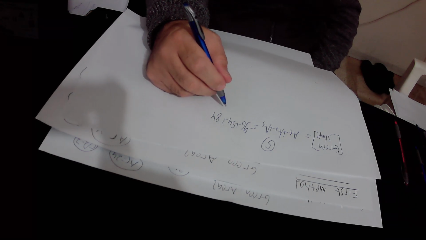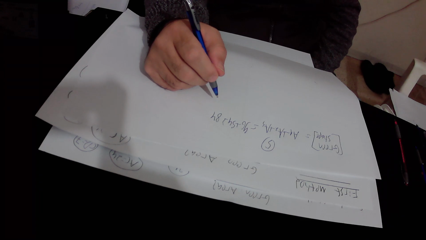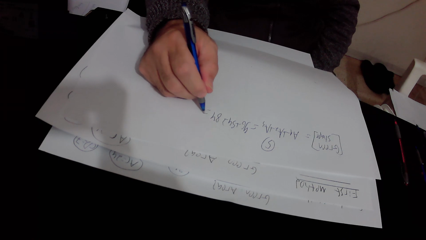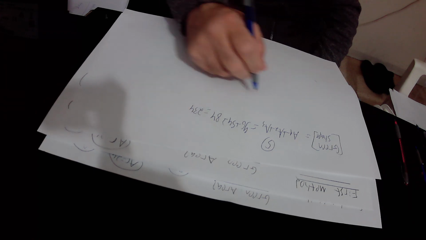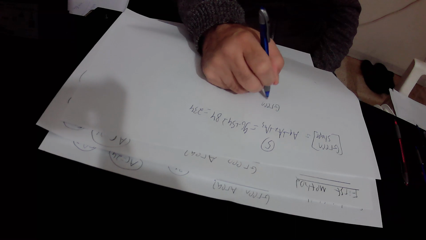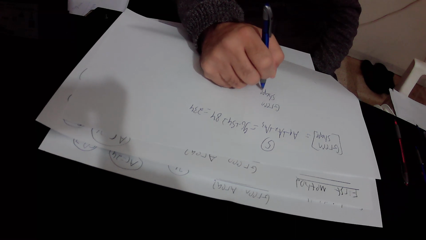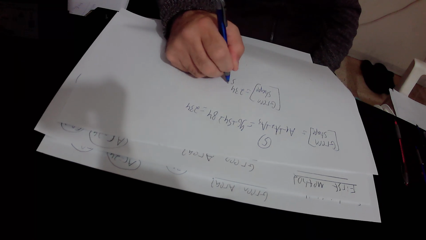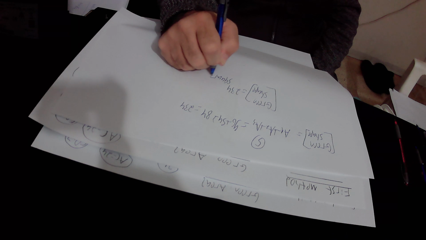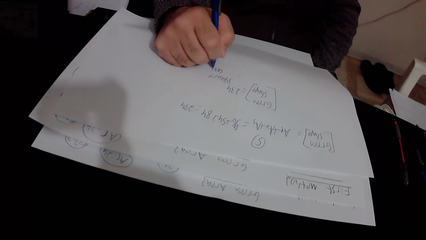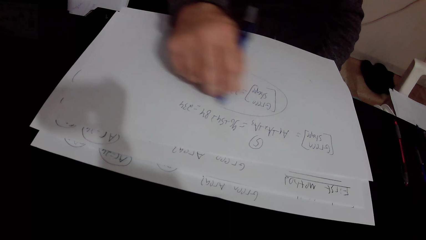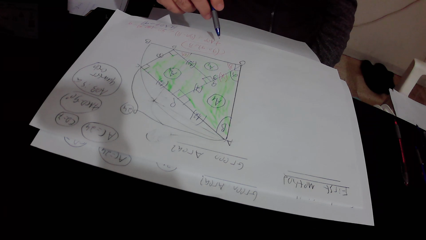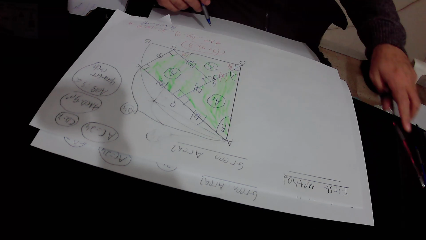96 plus 54 is 150, plus 84, 150 plus 84 is 234. So the area of the green shape in total equals 234 square units. Okay, repeat again. The area of this green shape in total equals 234 square units. So we finish with the first method.